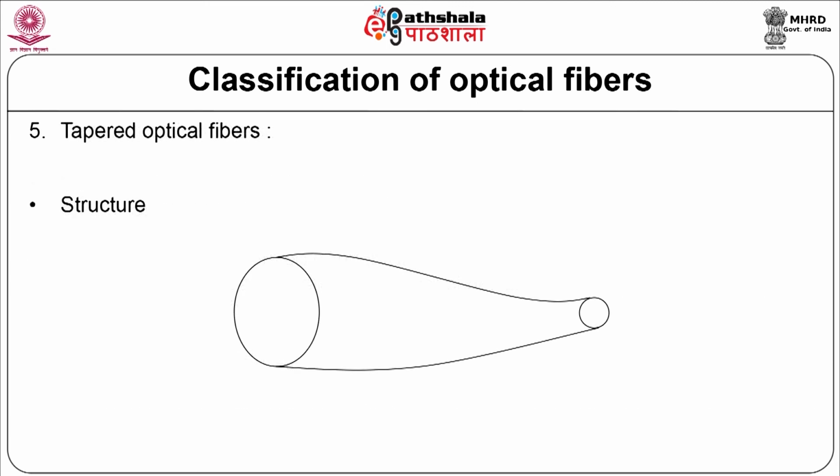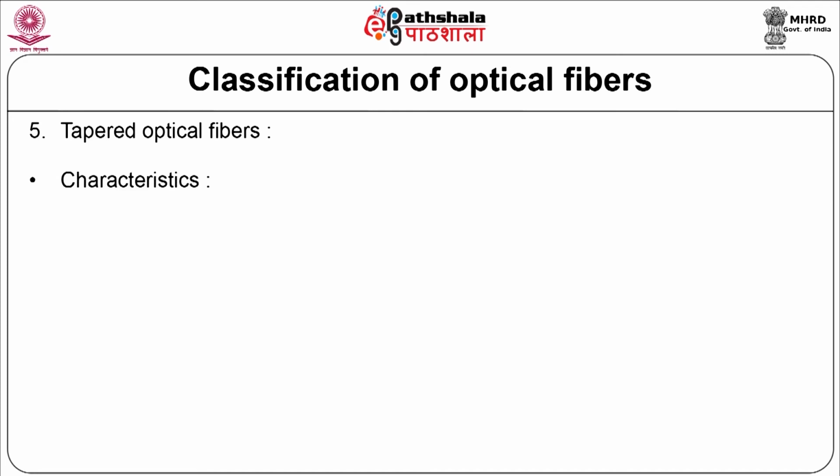Consider the structure of the optical fiber. It has wider core diameter at one end and smaller diameter at the other end. This specific structure is to gather more light from the weak light source and collect this light intensity, couple it for the further processing.